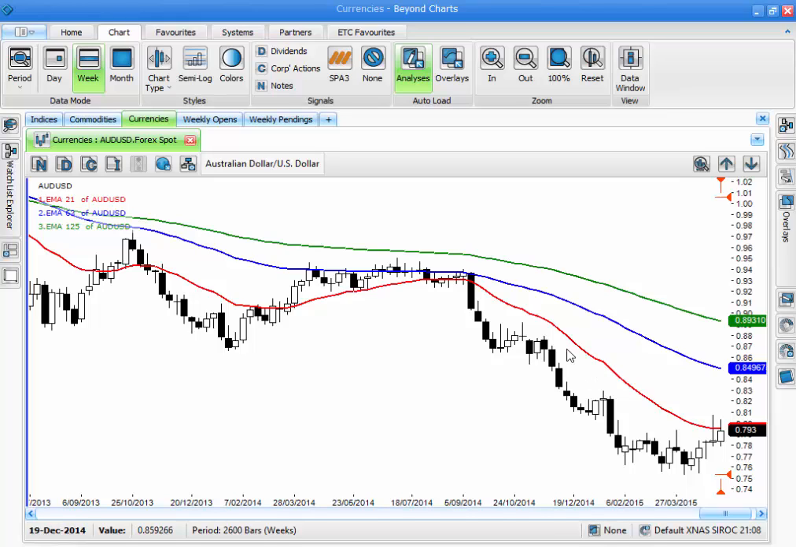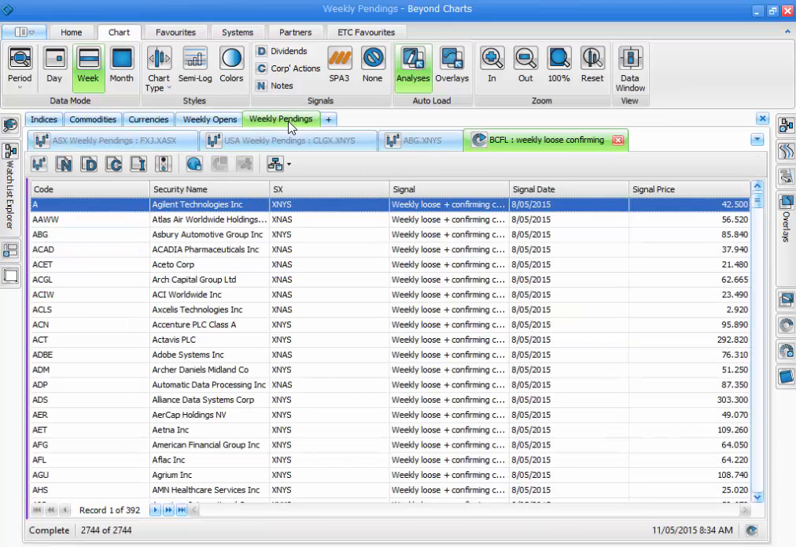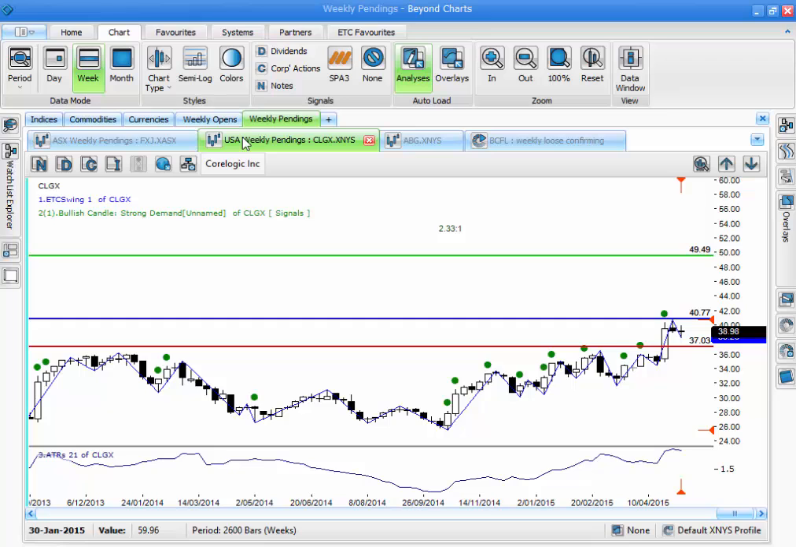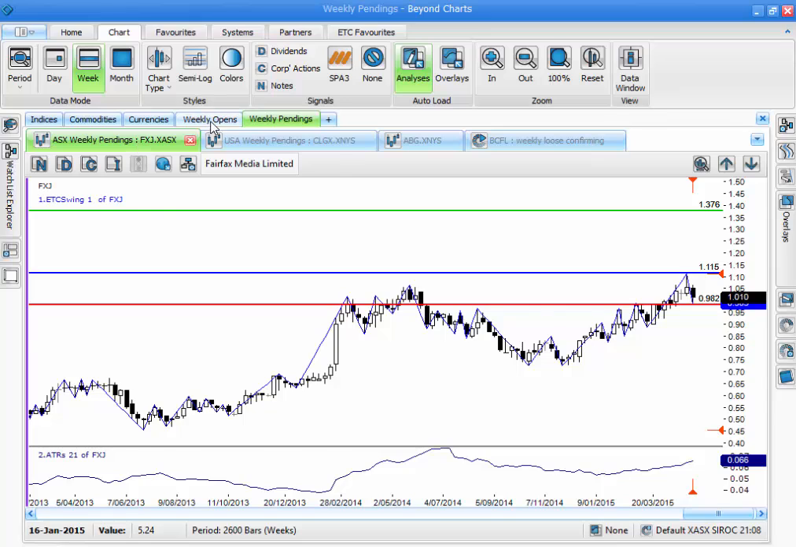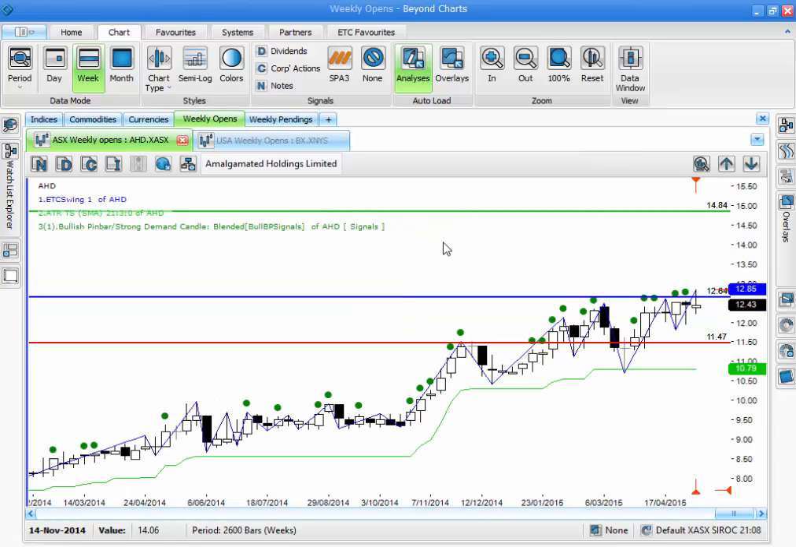Let's go through and have a bit of a look at those trades that did trigger over the course of last week. In the US last week, I had some pending trades which I'll go into. Let's have a look. In fact, no, we'll go into the weekly opens. So what I've done from last week is I've put them, using Beyond Charts again here, into two different lists. I've got a weekly opens list, so any of the trades that have come from last week's pendings, I've transferred into a weekly opens list for both the Australian market and for the US.